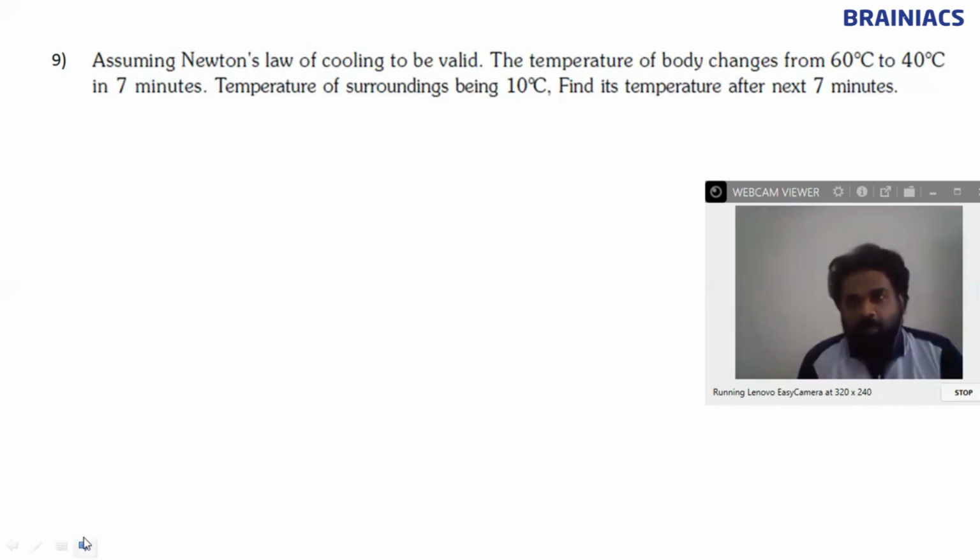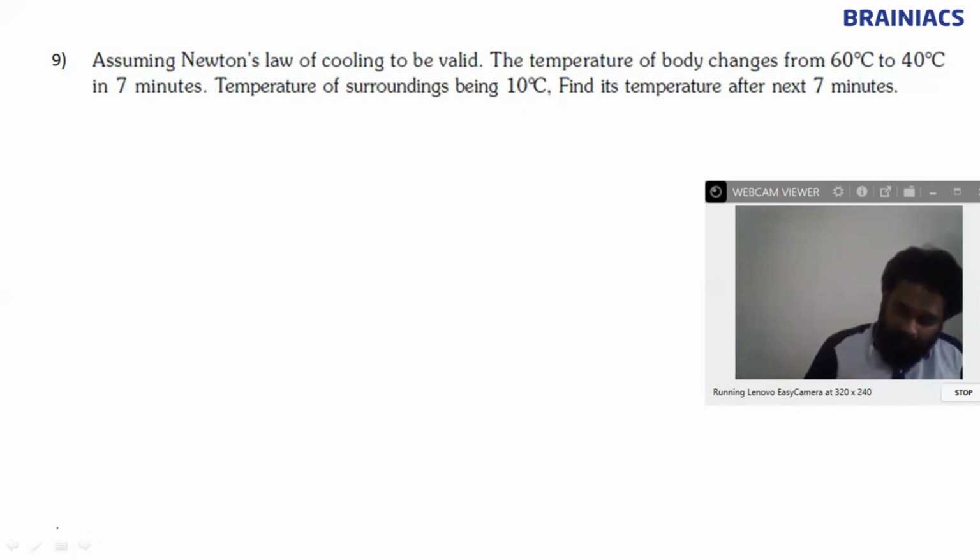The difference is how much? 20 degrees Celsius. So 20 degrees Celsius is the difference in 7 minutes. So in the next 7 minutes, again, if a further 20 degrees Celsius change is there, the answer can be 20 degrees Celsius. But we cannot do like that. If we do like that, things may go wrong. So we will stick to the formula of Newton's law of cooling.